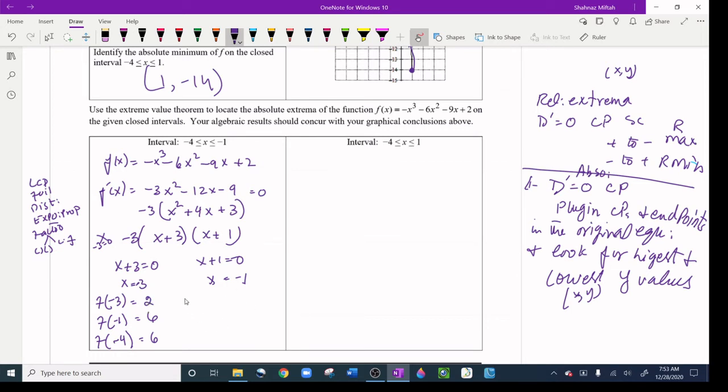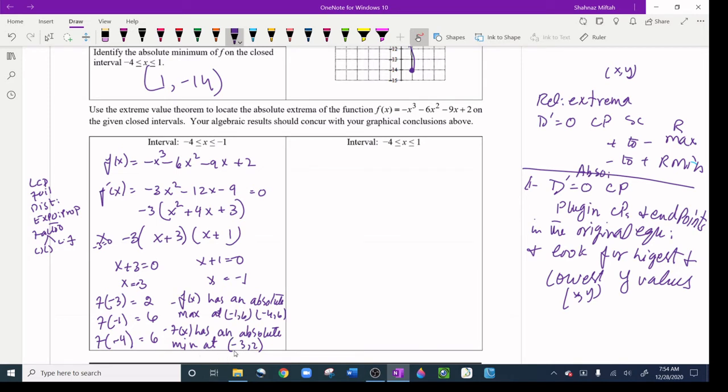I'm going to give them as ordered pairs. I'm going to say f of x has an absolute maximum at, since I have two maximums, 6 and 6, I'm going to say (-1, 6), that's the x value and that's the y value, and (-4, 6). The second one, f of x has an absolute minimum at (-3, 2).